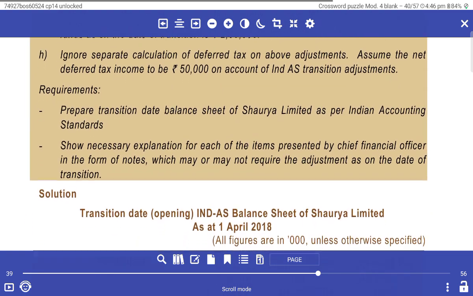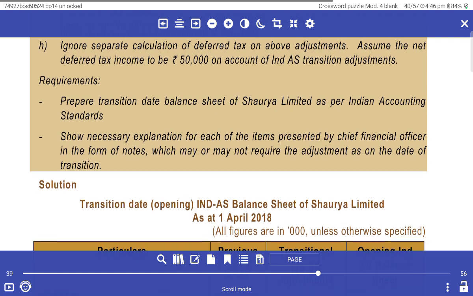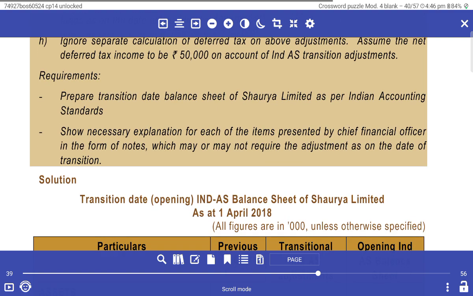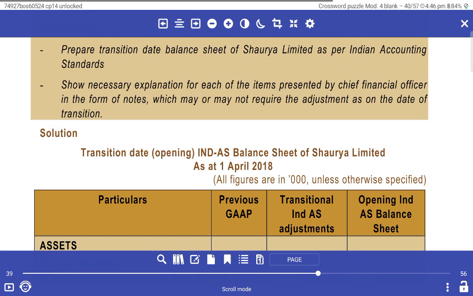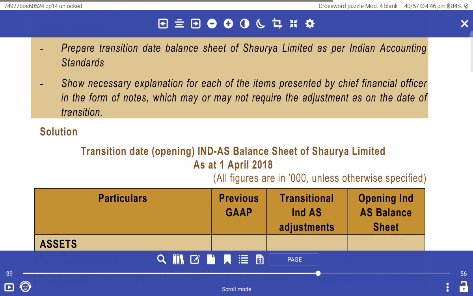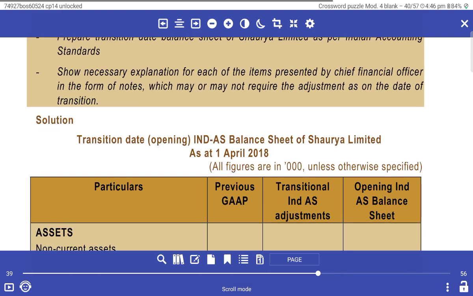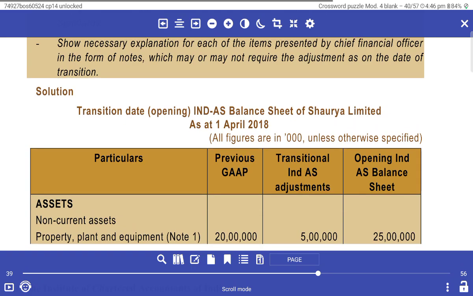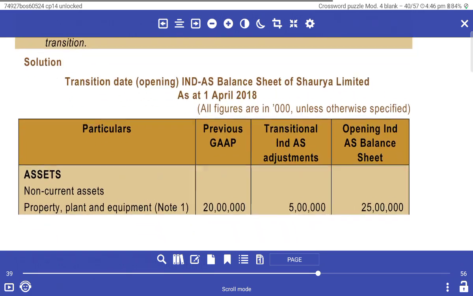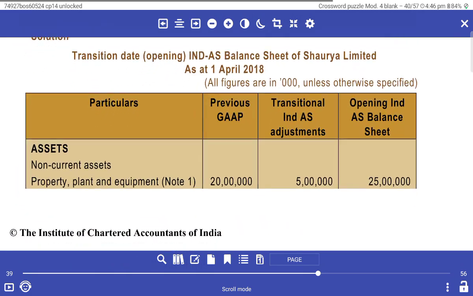Ignore the separate calculation of deferred tax on the above adjustments. It is assumed that the deferred tax on income is 30,000 on the amount of interest and transition adjustment requirement. Prepare the opening balance sheet as at the date of transition of Shaurya Limited as per Ind AS and codified. Now provide the necessary explanation as to each of these items. Presently, the Chief Financial Officer presents the date of transition and the balance sheet.